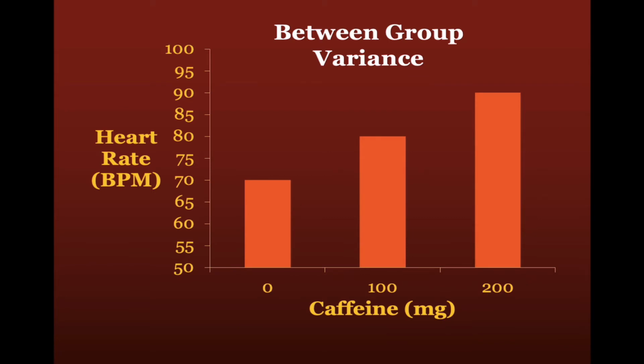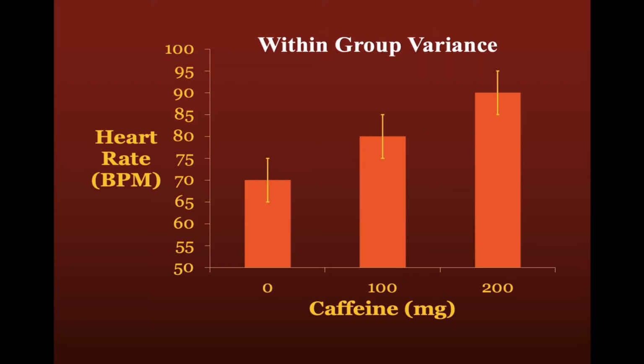So let's go back to our caffeine example. If we're trying to deal with between group variance, that is the variability or the differences between our groups. Within group variance is how much variability there is around the means for our groups. These lines here are called error bars. They give you a sense of the amount of variability around your means. The smaller the error bar, the less variability. The larger the error bar, the greater the variability.